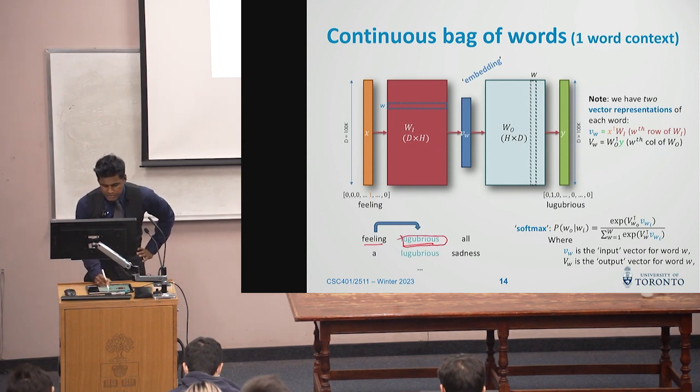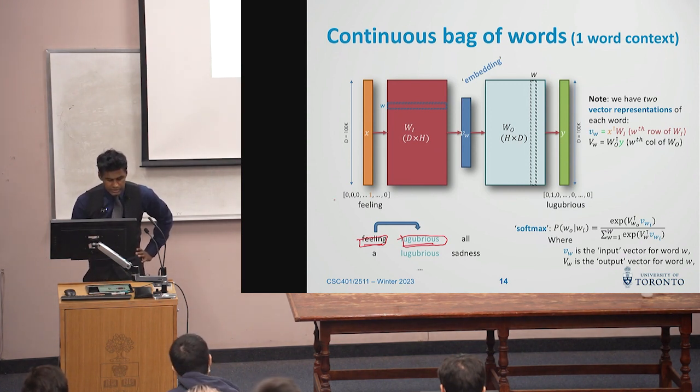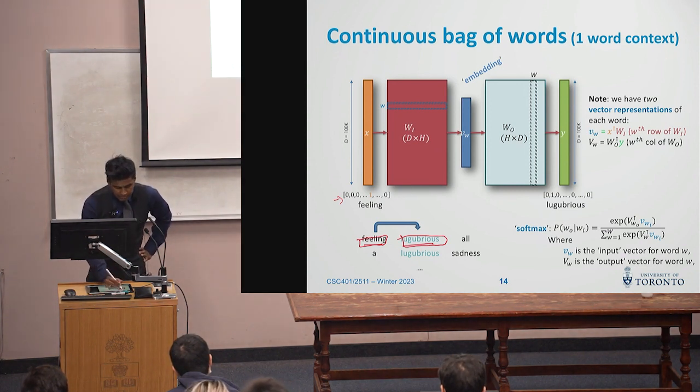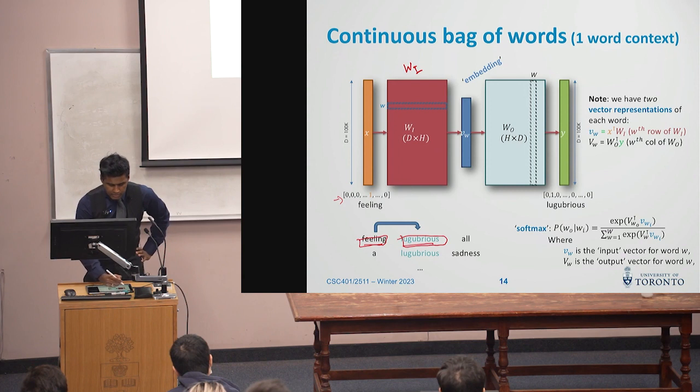Remember that this is just one word in context. For the words "feeling lugubrious," you have a one-hot encoding of "feeling," which is X, and it has dimension D, the size of the vocabulary. Then you have a matrix called the embedding matrix, W_I, of dimension D by H. You get an input vector embedding, V_W, by multiplying X with the input embedding matrix.